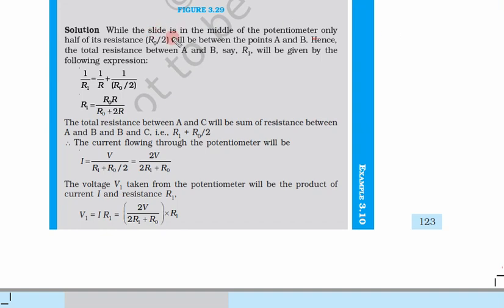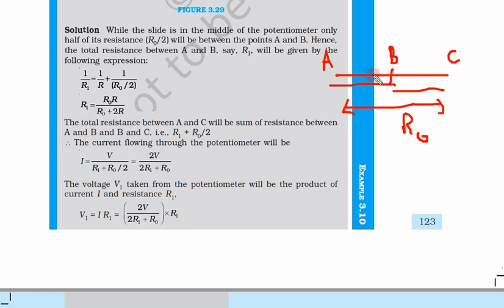Now, while the slide is in the middle of the potentiometer, half of its resistance will be between points A and B. How can we say that? Because the wire is uniform, half resistance on this side, half resistance on this side. So this was point A, B and this is point C. So total resistance is R0, so resistance of this point to this point, half, is R0 by 2. So this is R0 by 2.